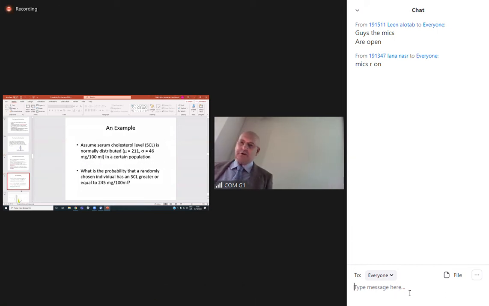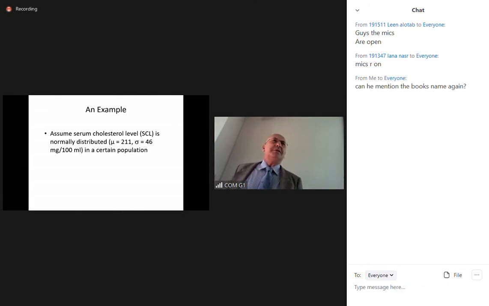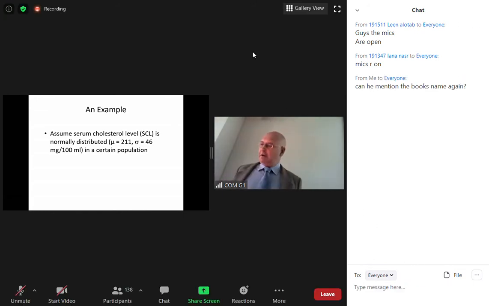And I was going to go into an example. So we can think of an example here as the level of cholesterol in the serum. Let us assume that it is normally distributed. Normally distributed means it's this nice bell-shaped curve, all right?